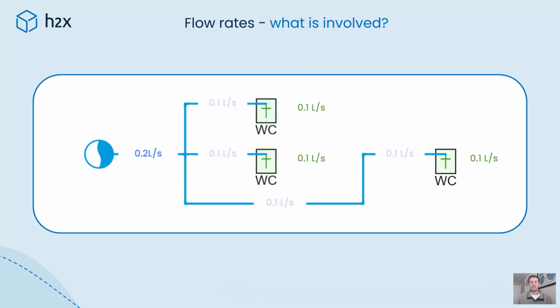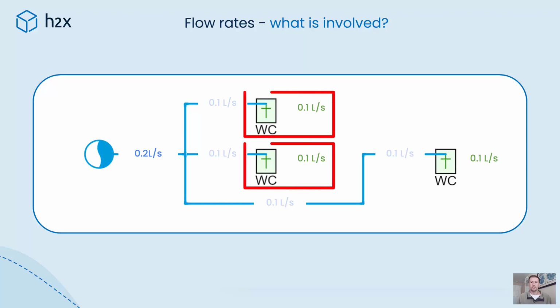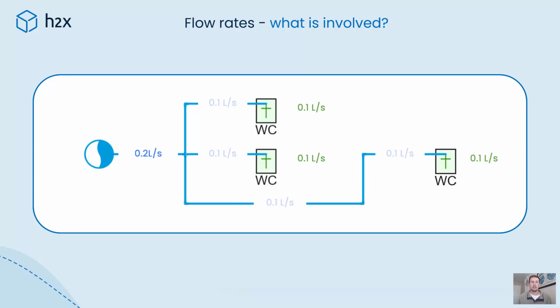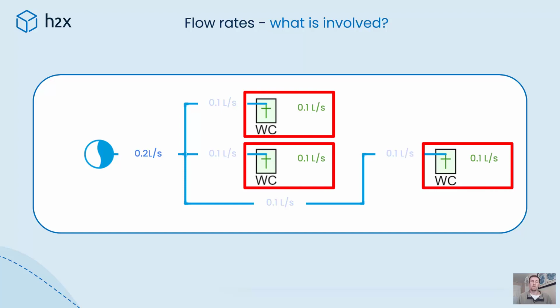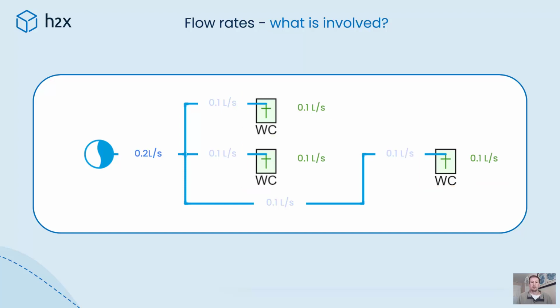But it isn't always a direct sum. So as you add more fixtures, like we have here, the flow rate will increase, but it's not linear. A probability is applied. So we have three fixtures, all at 0.1 liters per second. But combined, the pipe is only sized for 0.2 liters per second. And this is called the peak demand. It's essentially saying out of these three fixtures, the probability is that only two will run at once. So we are going to size just for that.